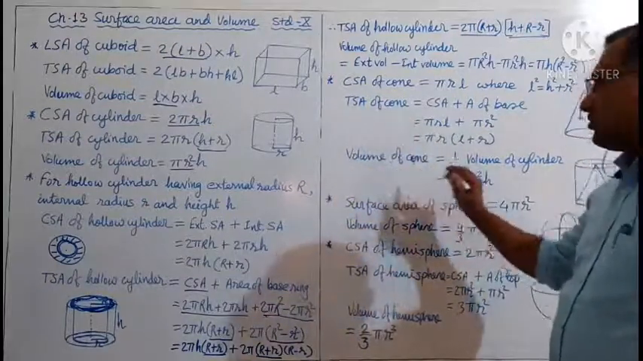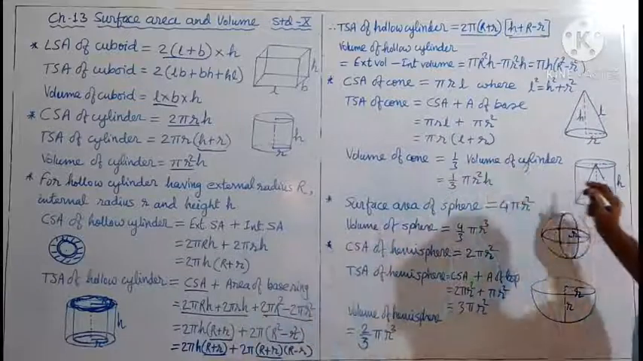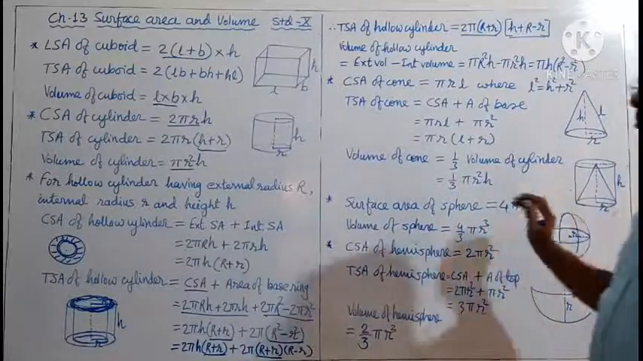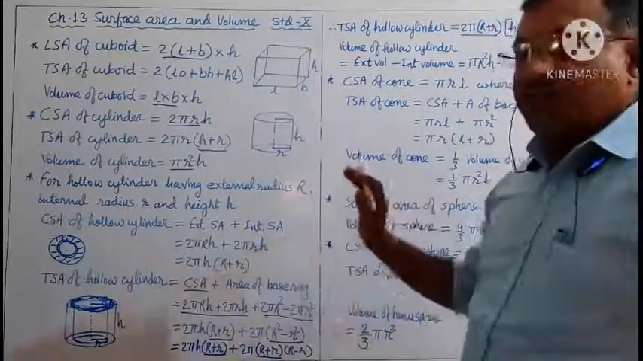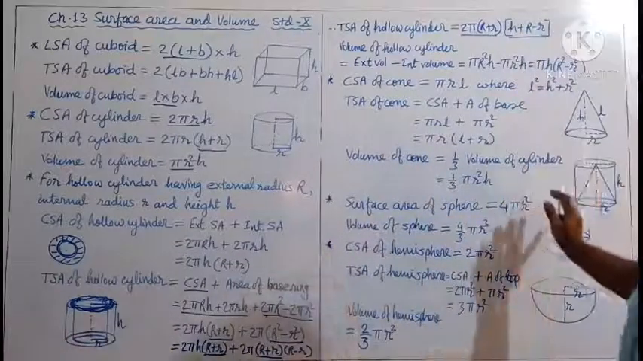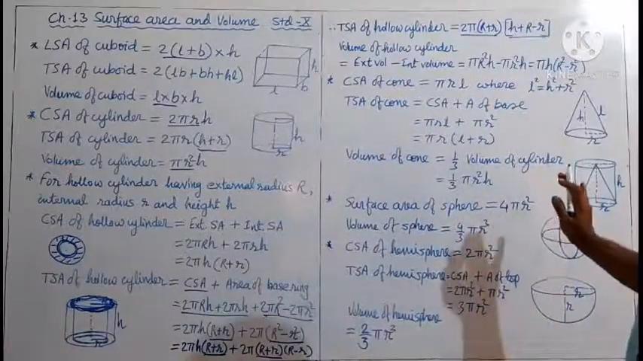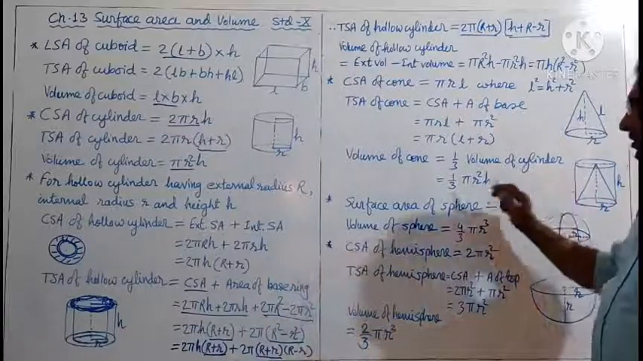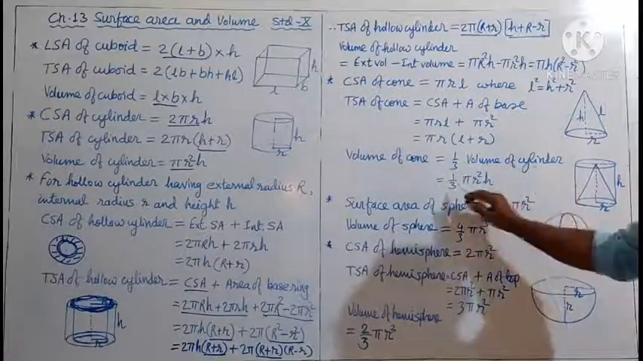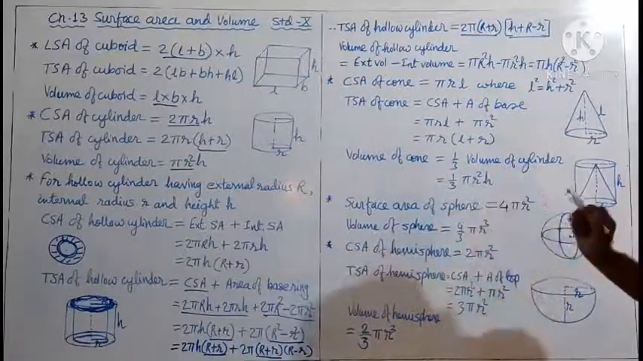Then the volume of the cone. The volume of a cone is 1/3 of that of a cylinder. If we take 3 cones of the same radius and height, then it is equal to the volume of the cylinder. Therefore it is 1/3 of the volume of the cylinder, that is 1/3 pi r square h.